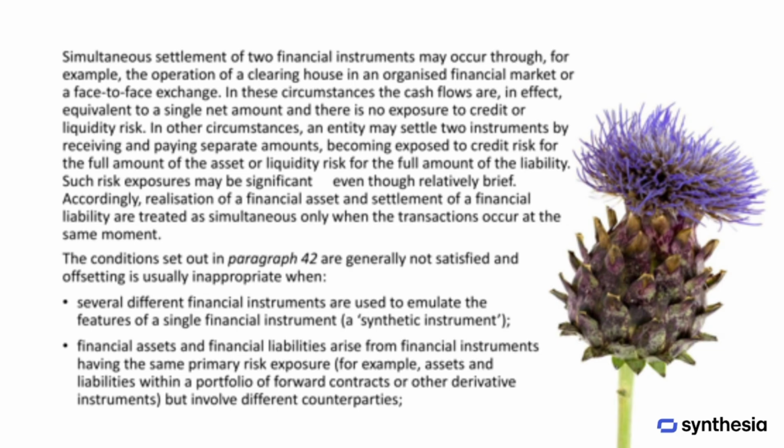Simultaneous settlement of two financial instruments can happen, for example, through the operation of a clearinghouse in an organized financial market or through a face-to-face exchange. In these cases, the cash flows are effectively equivalent to a single net amount, and the entity is not exposed to credit or liquidity risk. In other situations, an entity may settle two instruments by receiving and paying separate amounts, which exposes it to credit risk for the full value of the asset or liquidity risk for the full value of the liability. These risk exposures can be significant, even if they are brief.